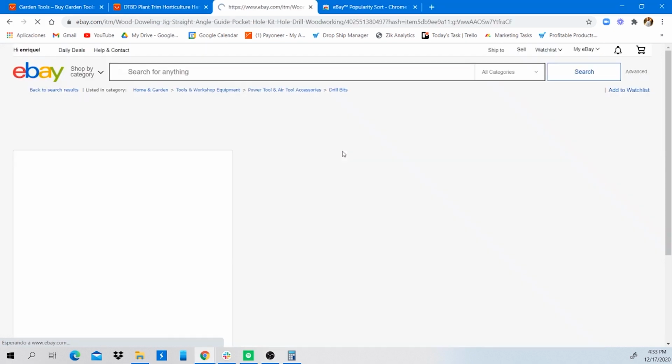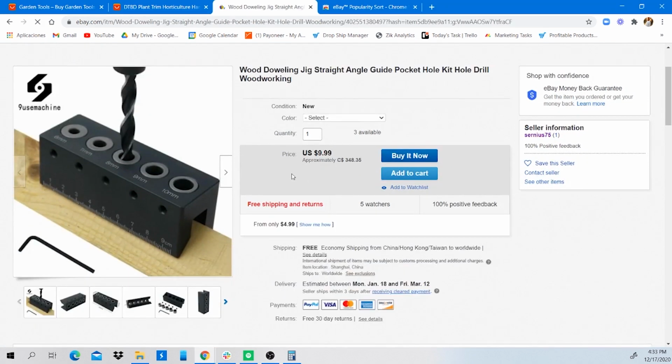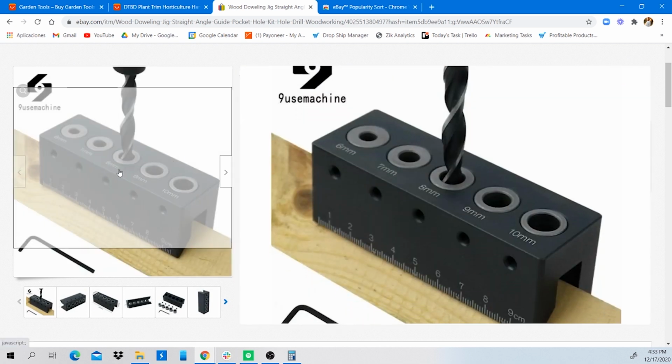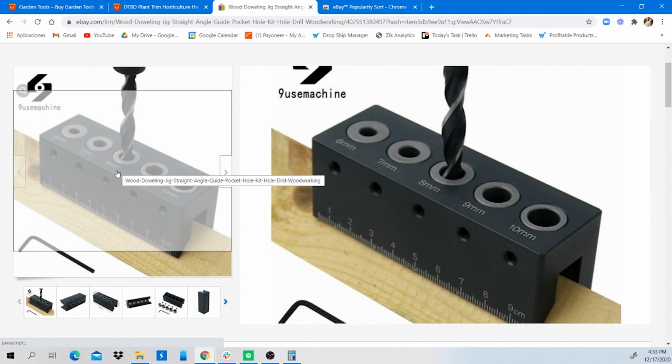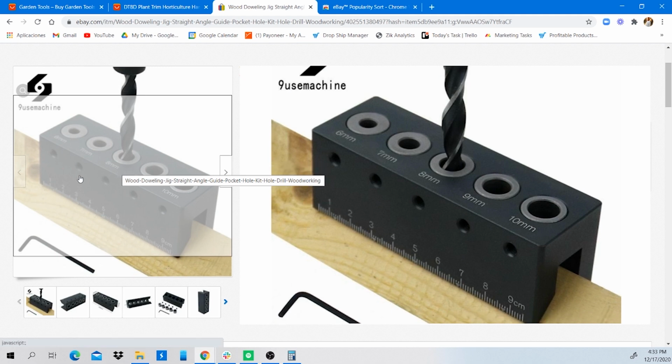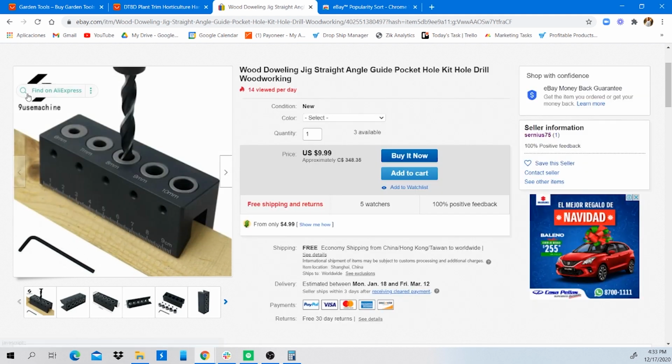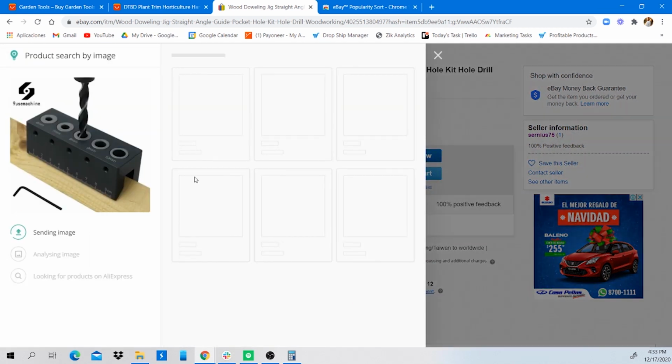Click on this product, and then if you want to source this item on AliExpress, we use AliTools. What we do is scroll over to the image, and you can see on the top left corner a magnifying glass. You go over there, and you can see here that it says find on AliExpress. Click on it, and what this does is send the image, analyze the image, and then look for different suppliers on AliExpress that offer or sell the same product, or at least something similar.